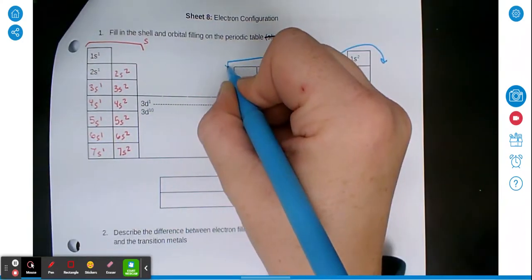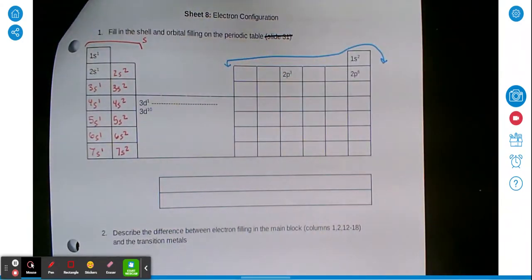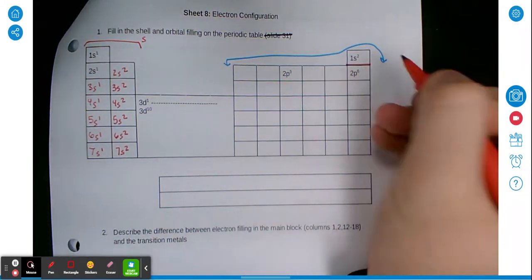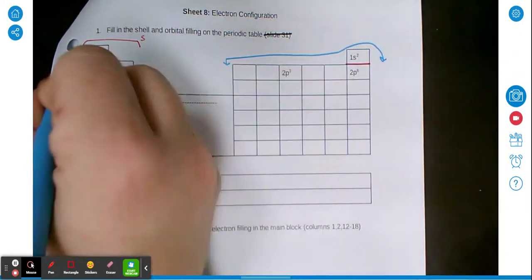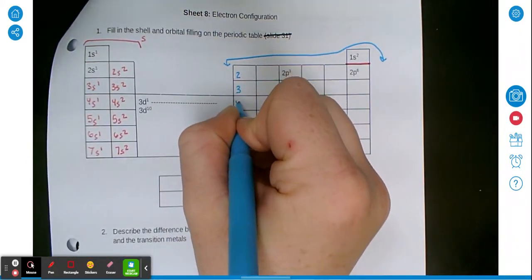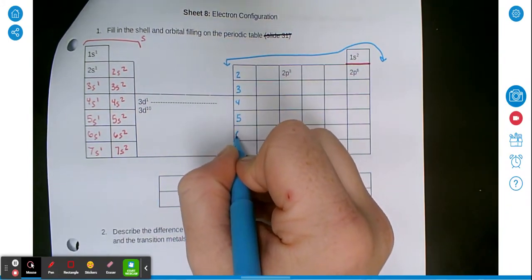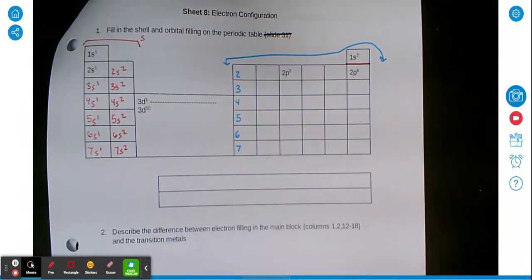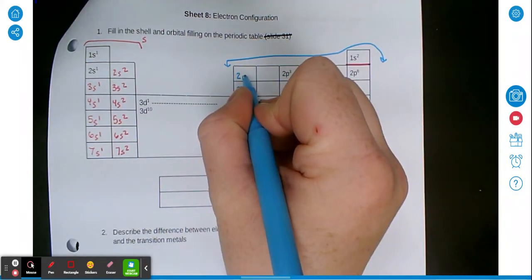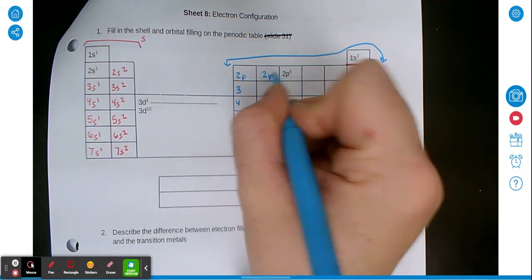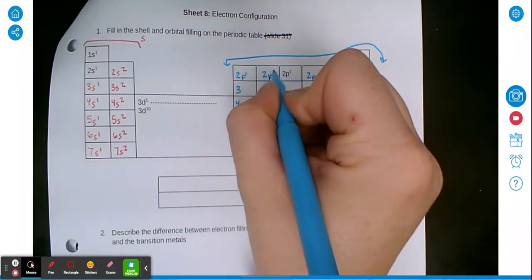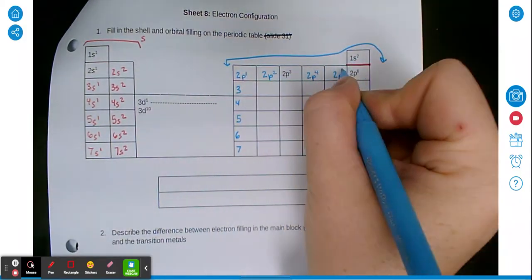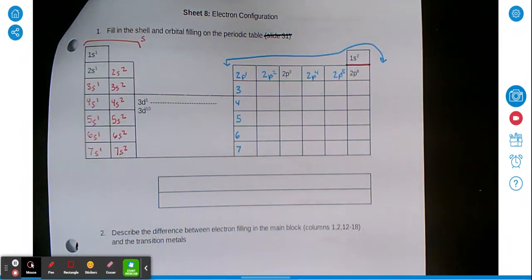The P block, and helium, is also just going to follow the row numbers. So this is row 2, 3, 4, 5, 6, 7. And these are all going to be P's. So 3P, 2P, and they're going to fill in order. So 2P1, 2, 3, 4, 5, 6.